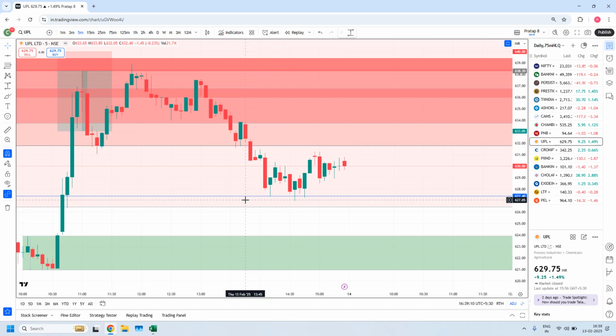Don't keep very strict stop losses. Don't keep very strict trailing stops. What I mean to say, trailing stop: wait for more time. Patience should be there, because already you are in profit on the first trade. There is nothing wrong in taking higher risk.